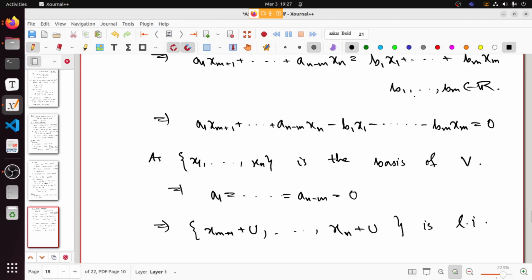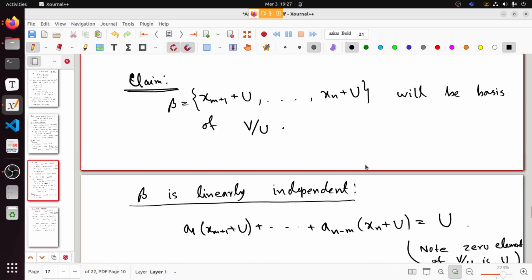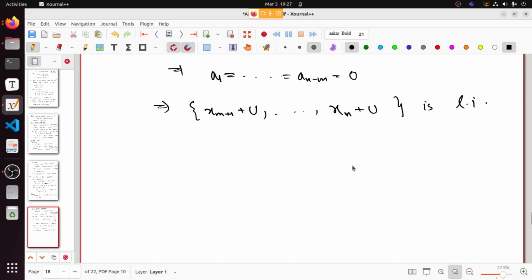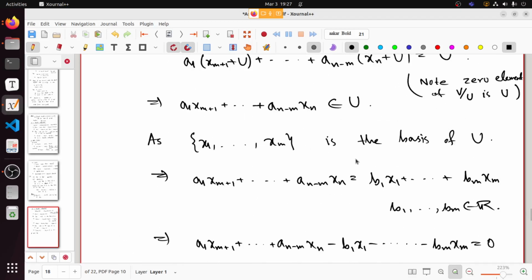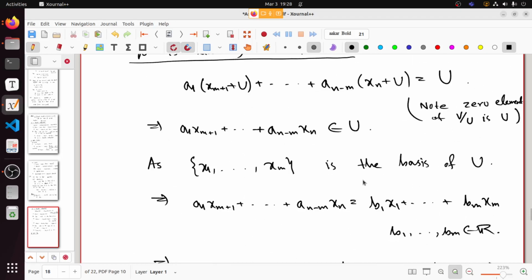Okay. Now we have to show that this spans V mod W. This is also easy, you can check that beta spans V mod U. It means you have to take any arbitrary element and write it in terms of the elements of the set beta.